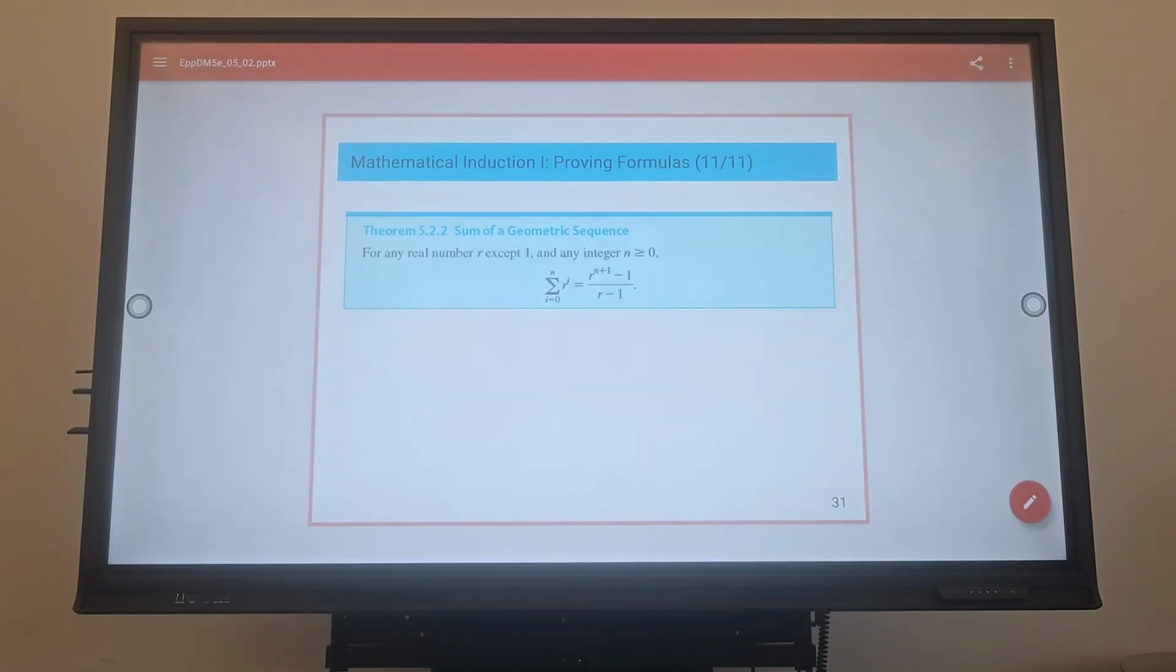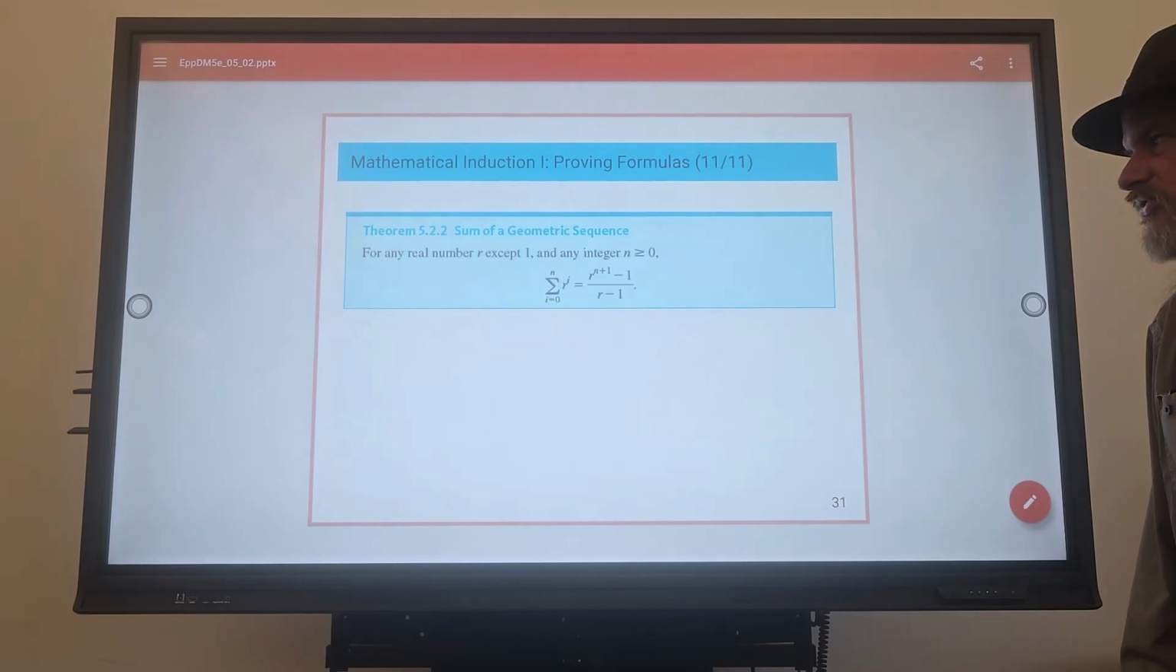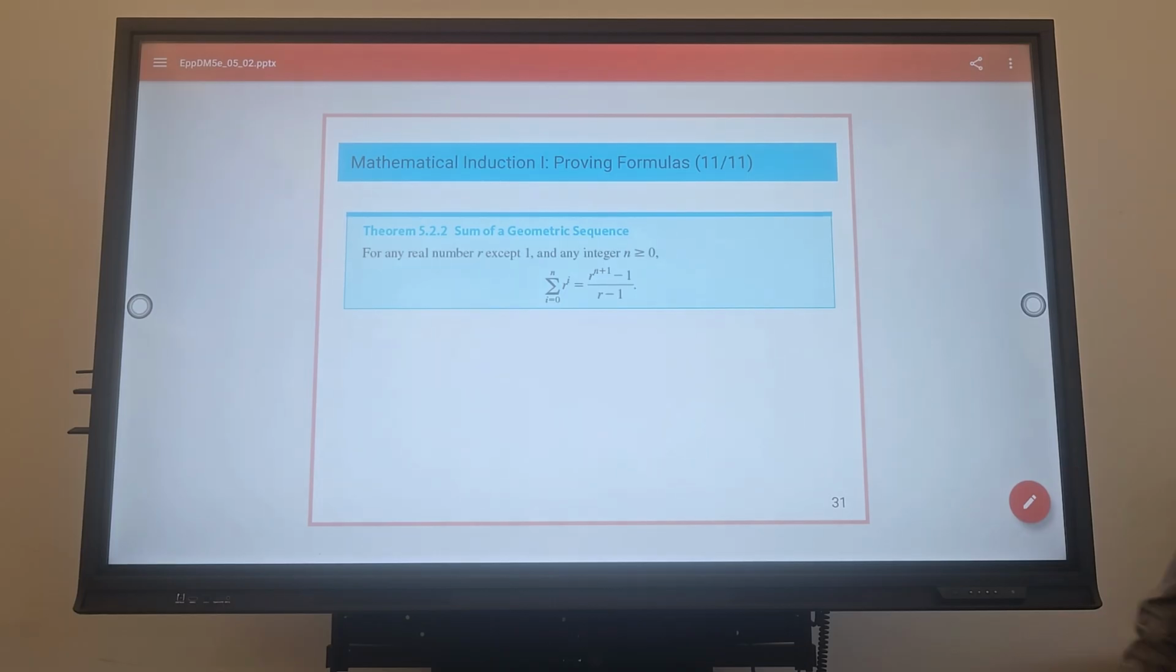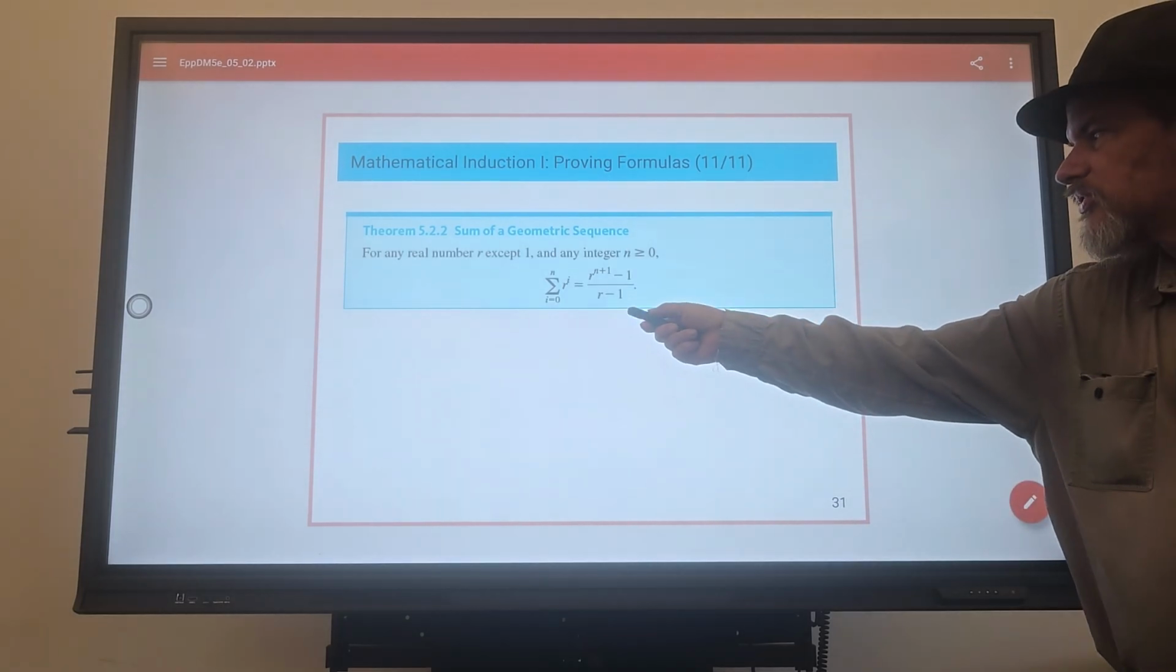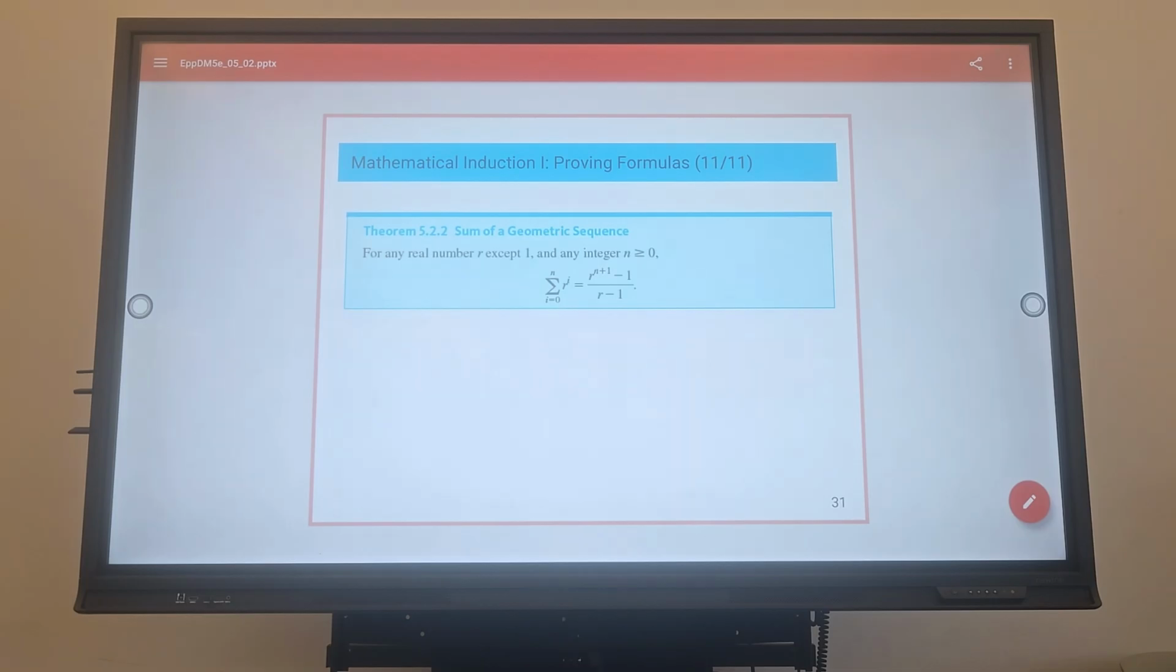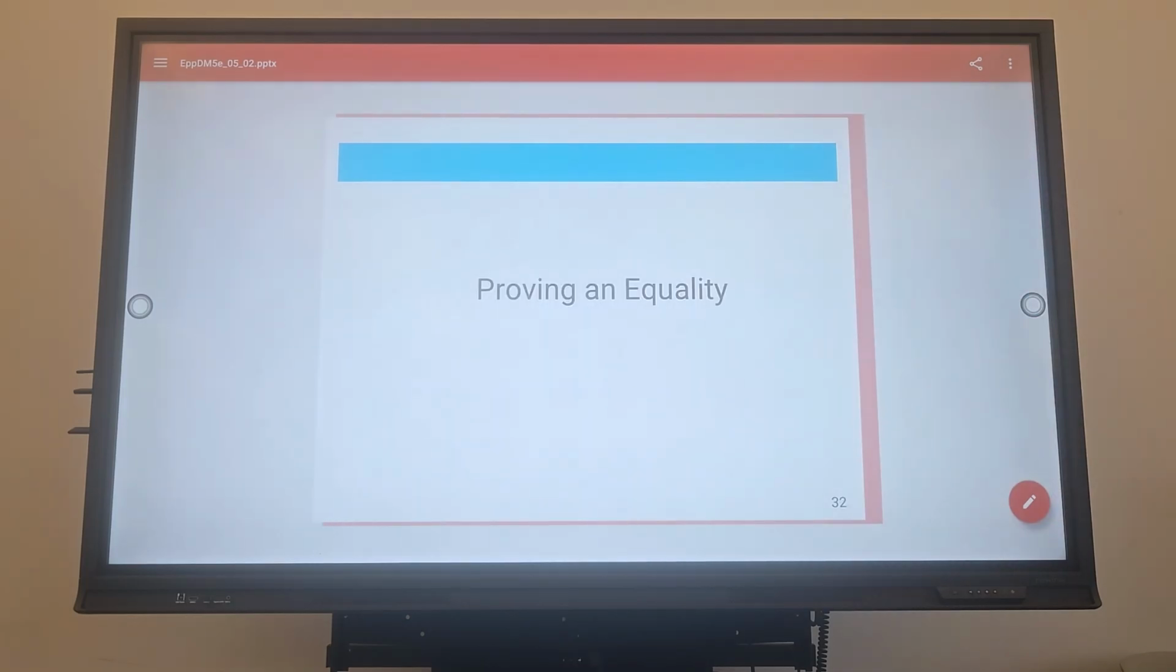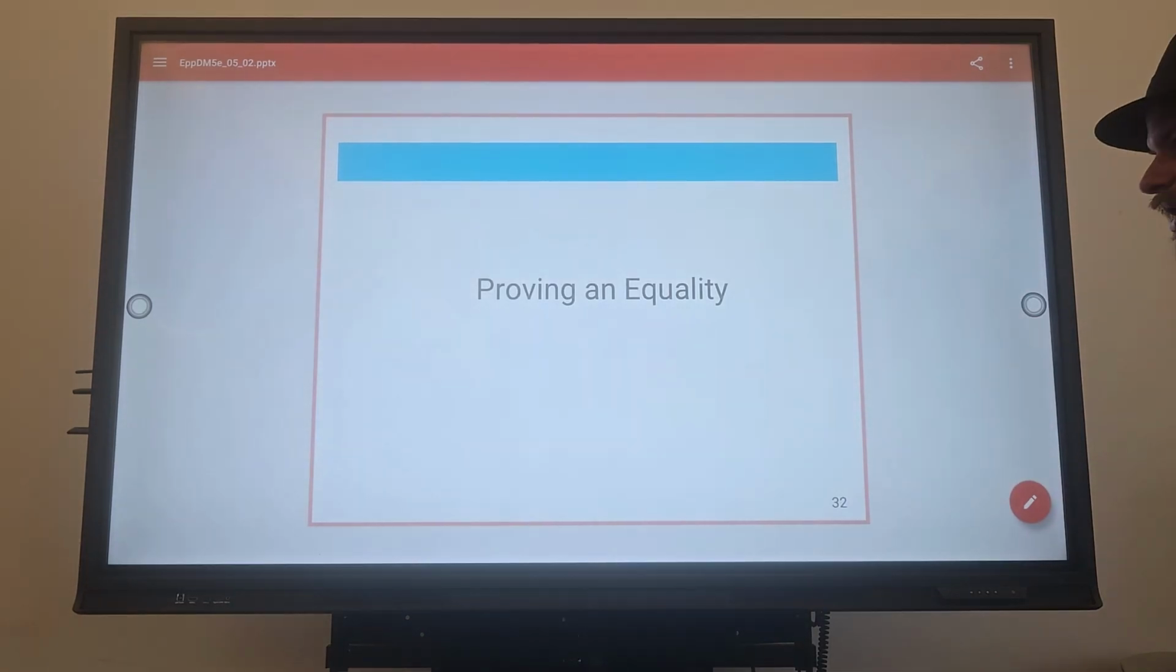And the sum, and you do some algebraic wizardry, and you come up with theorem 5.2.2: for any real number r except 1 and any integer n greater than or equal to 0, that summation is equal to this quotient here. Proving an equality.